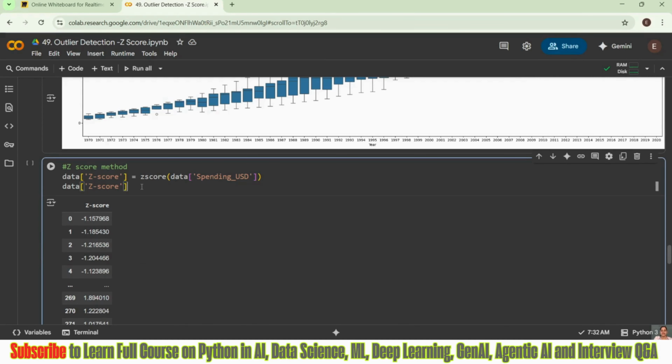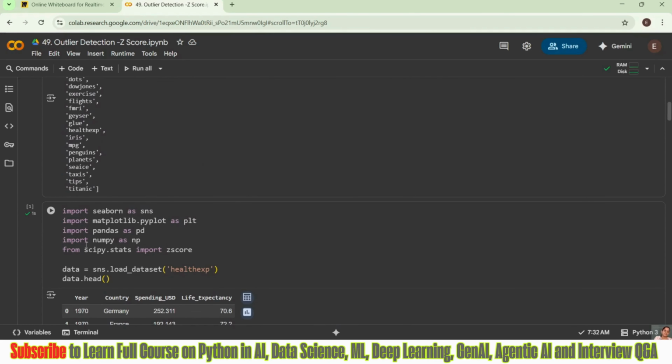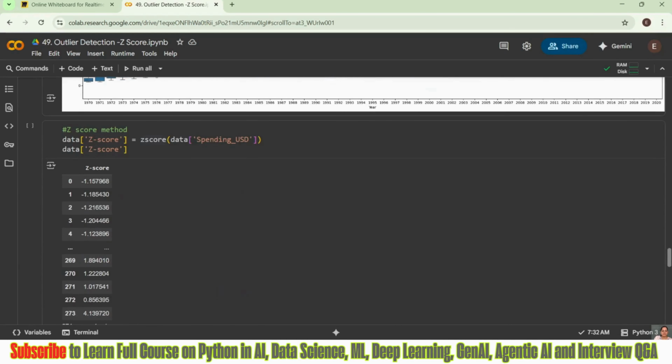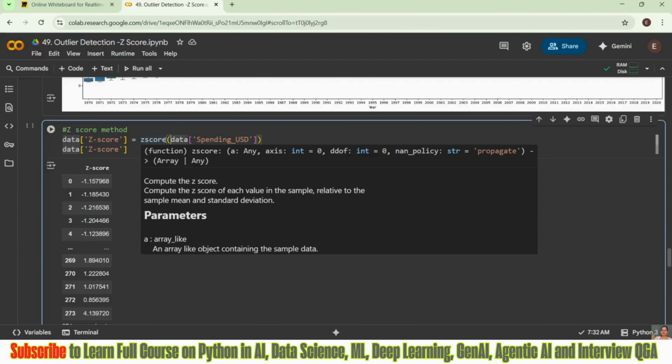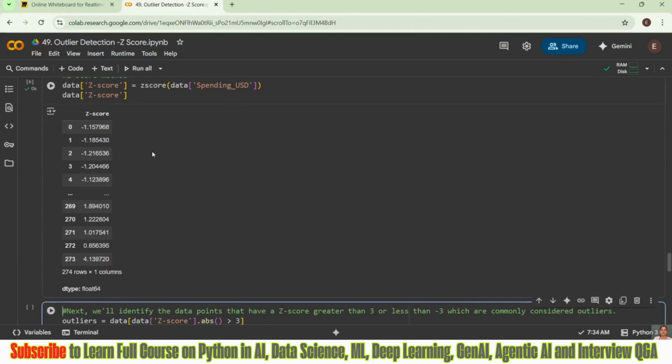For that, I started using the ZScore method, which is a method of stats. If I scroll to the top, we have scipy.stats. Scipy is your library, stats is a module, and ZScore is a method inside that. I am applying that ZScore here, and it expects a column, so I inserted my spending USD, and I am getting the ZScore applied for all my data points.